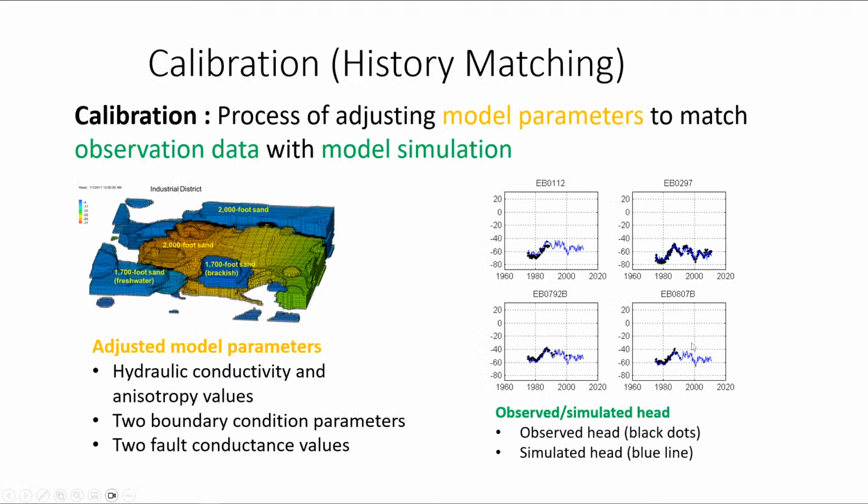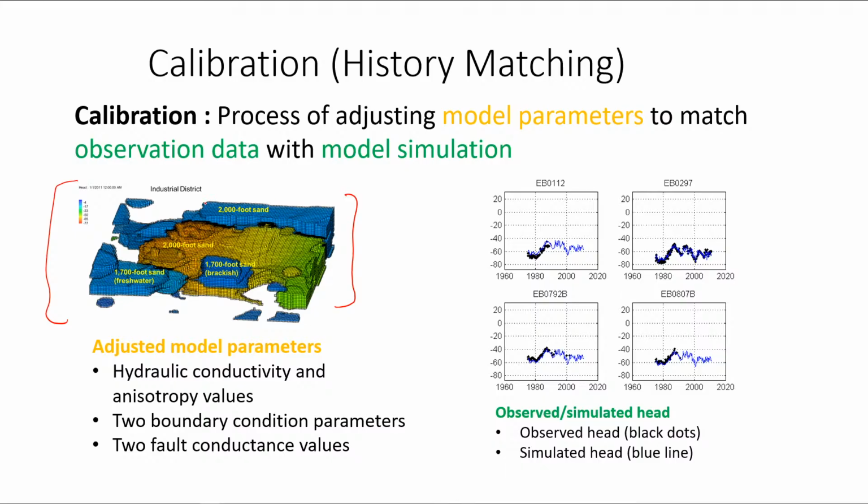Okay, so again, here is an example of calibration, history matching. Let's read this again. Calibration is the process of adjusting the model parameters to match the observation data with the model simulation. So in this case, what model parameter? Here is the groundwater flow model. What model parameter did I adjust here?